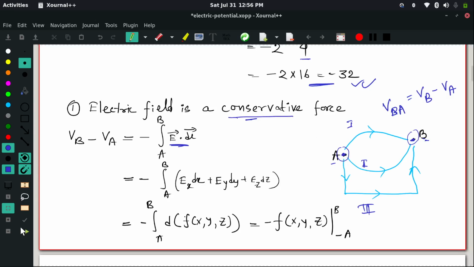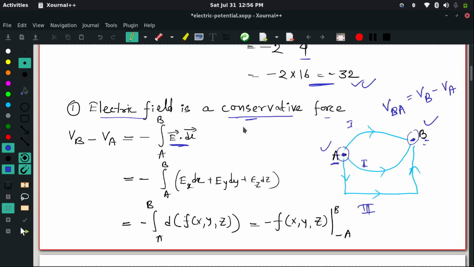Whenever you have this kind of a thing going on, you say that the force field is a conservative force. Here we are talking about electric fields, so we are going to say that the electric field is a conservative force, or conservative field for that matter. The property of this conservative field is that this only depends on these terminal points, which are given here by A and B.